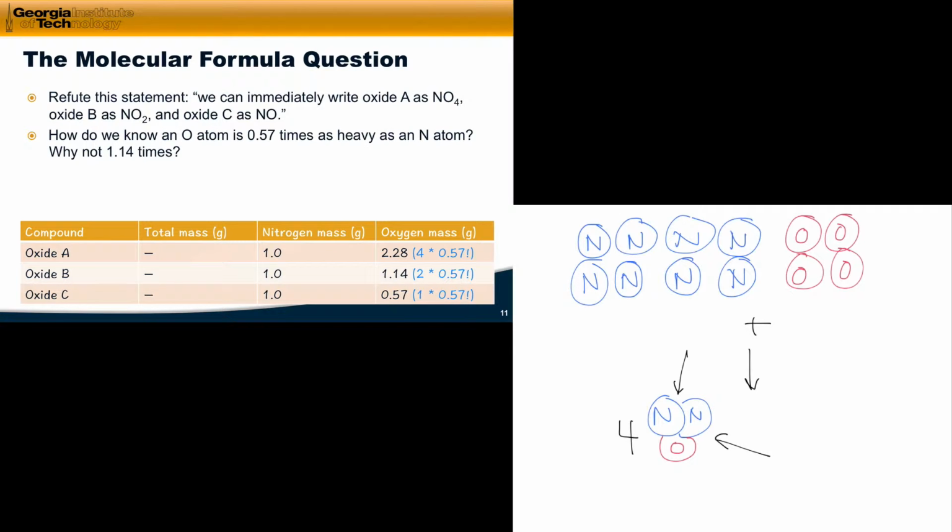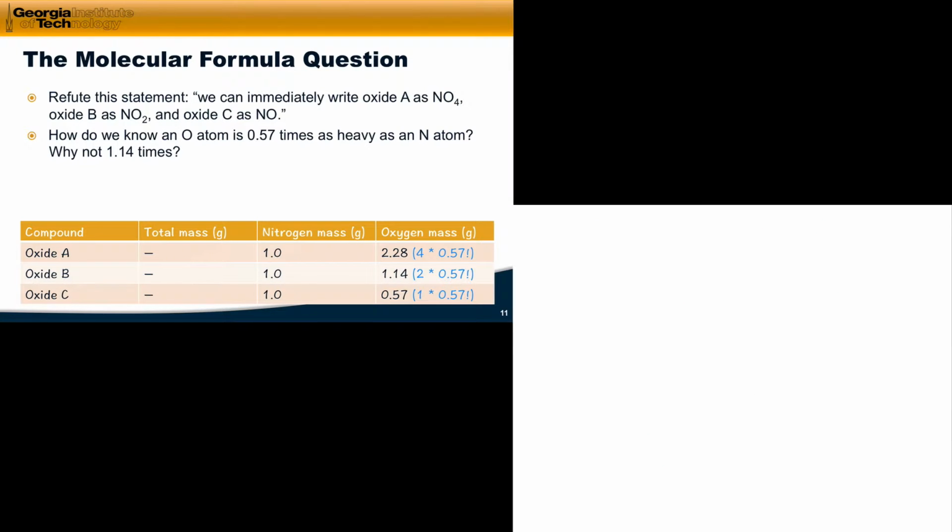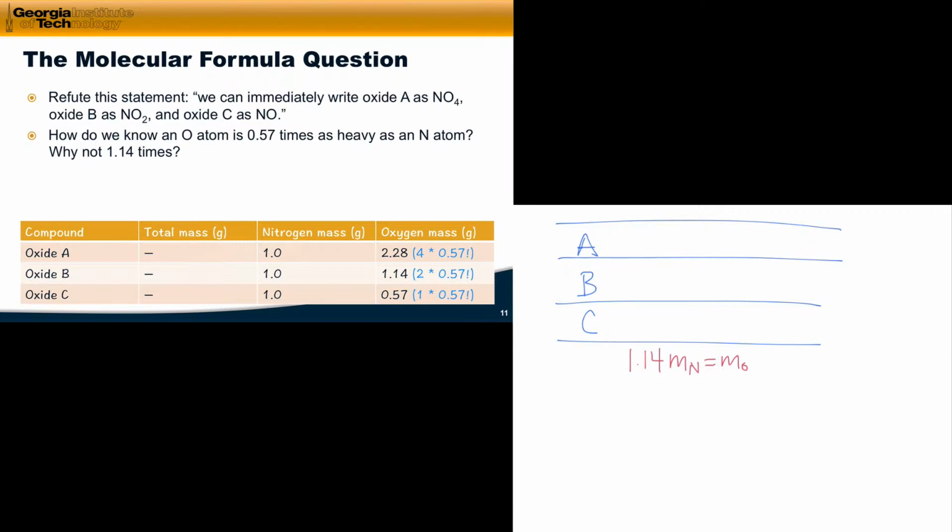We really can't. And the reason why is that we don't actually know that an oxygen atom is 0.57 times as heavy as a nitrogen atom. It could be, for example, 1.14 times as heavy. Let's think about what that would imply in terms of molecular formula. So let's imagine then that an oxygen atom was actually 1.14 times as heavy as a nitrogen atom. So we could say 1.14 times the mass of a nitrogen atom is equal to the mass of an oxygen atom in that case, right?